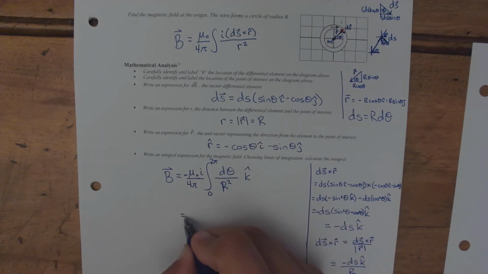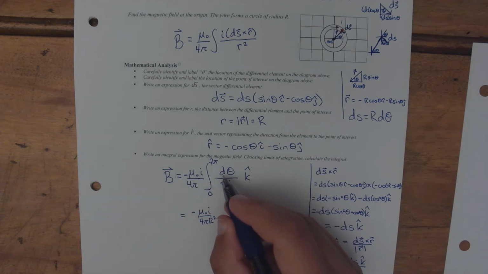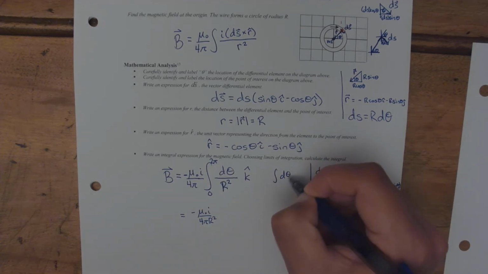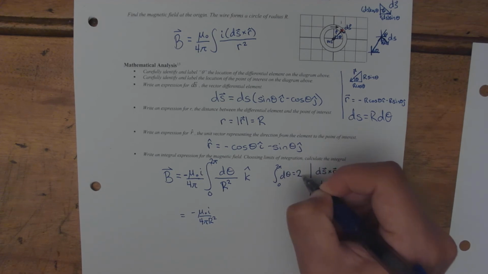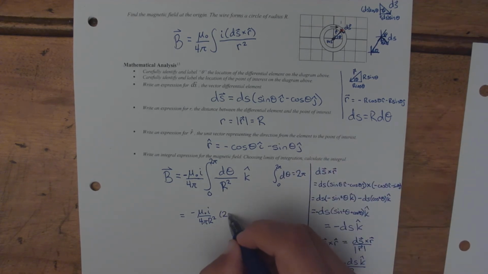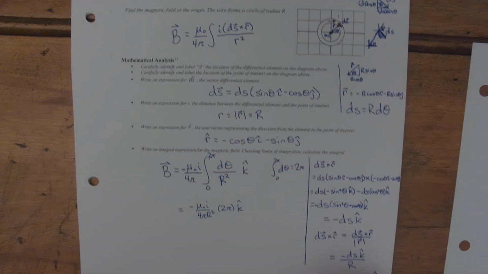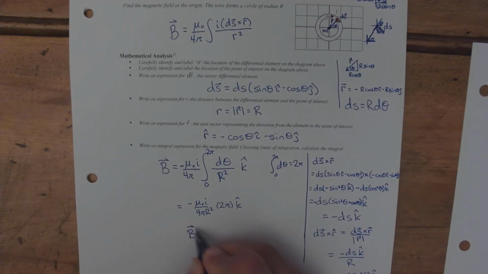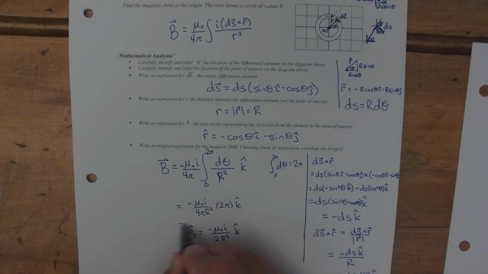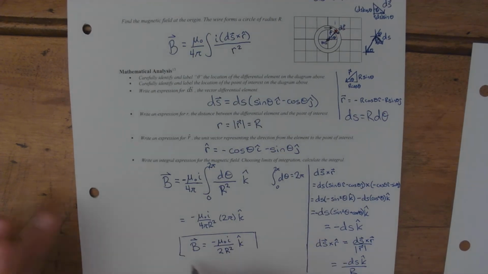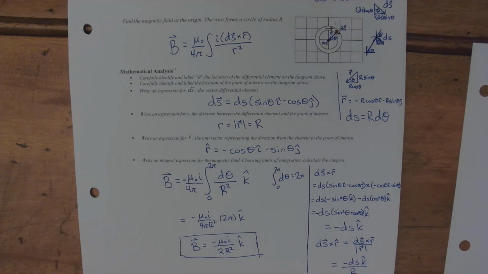The r squared can come outside, so this is minus mu naught I over 4 pi r squared. Then when we integrate d theta from 0 to 2 pi, we just get 2 pi. So this is times 2 pi k hat. And we can simplify that, and we get B is equal to minus mu naught I. 2 pi over 4 pi is 1/2, so that's 2r squared k hat. That is our final answer.